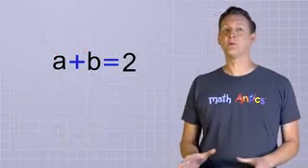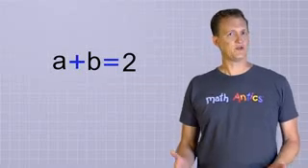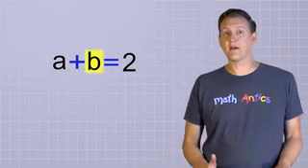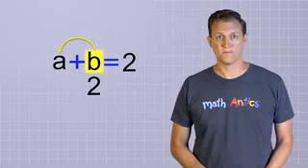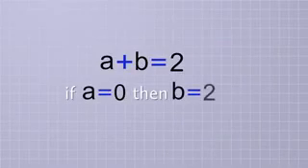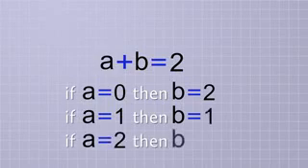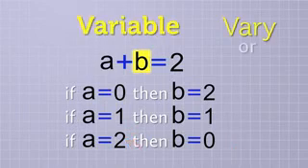Oh, and this problem can help us understand something very important about how symbols are used in algebra. Did you notice that there were different possible solutions for this equation? In other words, b could have the value 0, 1, or 2 depending on what the value of a was. If a is 0, then b must be 2. If a is 1, then b must be 1. And if a is 2, then b must be 0. b can't have two different values at the same time, but its value can change over time if the value of a changes. In algebra, b is what's called a variable because its value can vary or change.